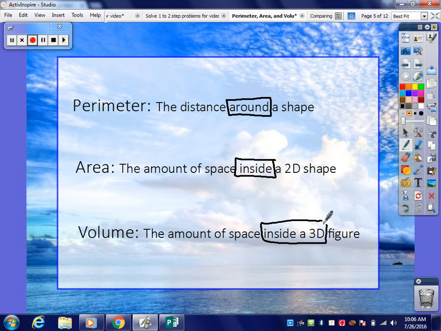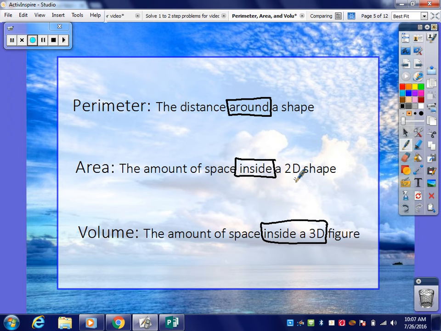So if you're trying to find out the whole amount of space that a 3D figure takes up, you're trying to find the volume. For area, we typically find it for a 2D shape. And then perimeter is around. So take your finger and move it around the outside of your desk. So you're moving it around the outside edge of your desk.